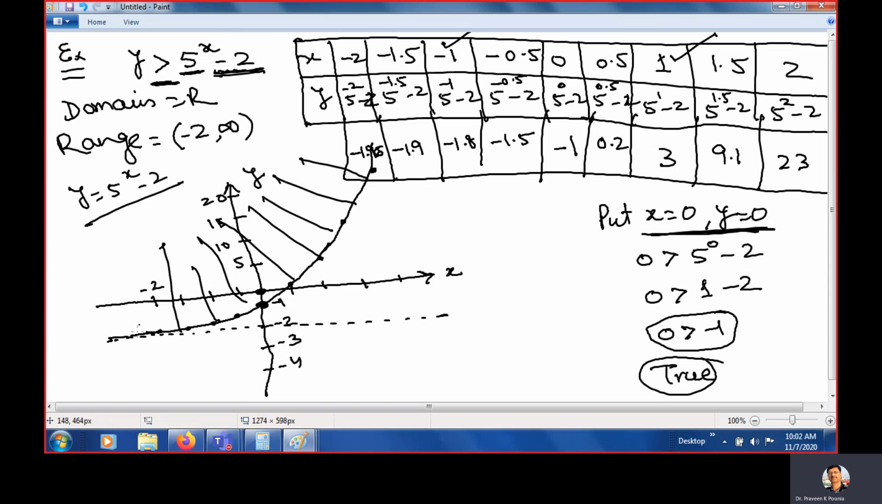Please look here. This is the answer. So in this case, the equal case, only the line is the answer. This line is the answer. Clear? But when it is an inequality, then the region is the answer. This region.